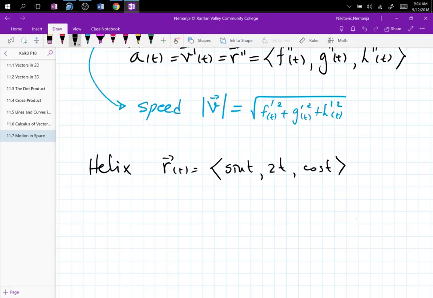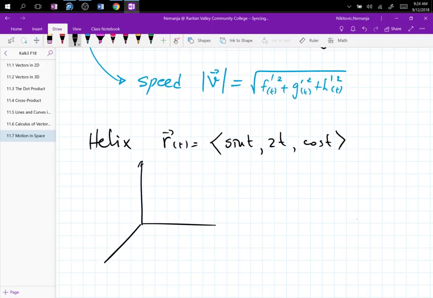Yeah, we'll find everything. Velocity vector, acceleration vector, speed, and then we'll take a look at calculations as well. So first, let's take a look at the graph. If I draw my 3D coordinate system, where do I wrap the helix?